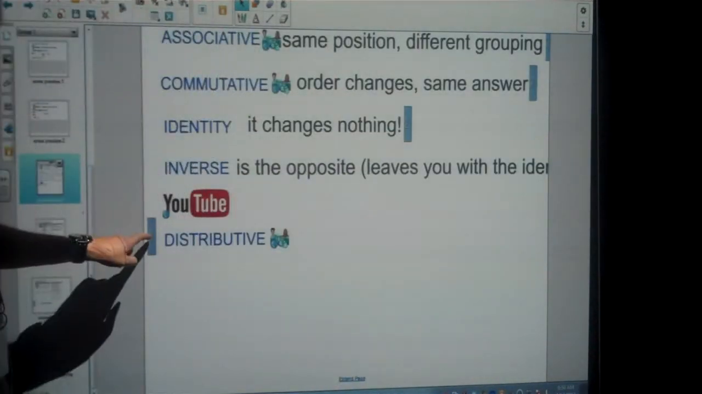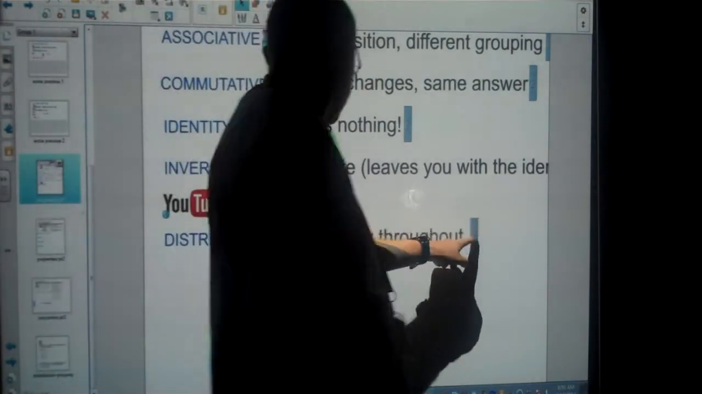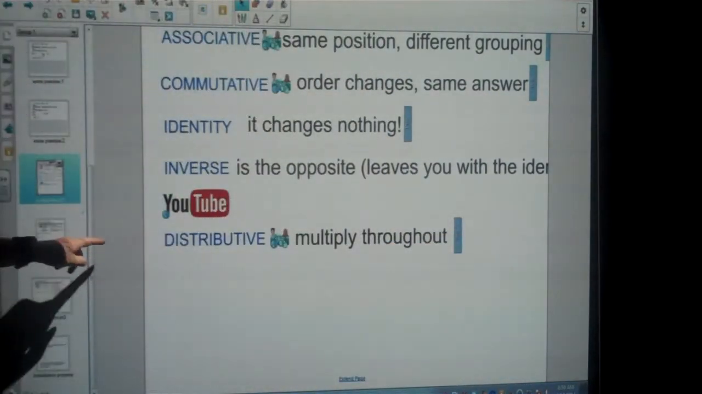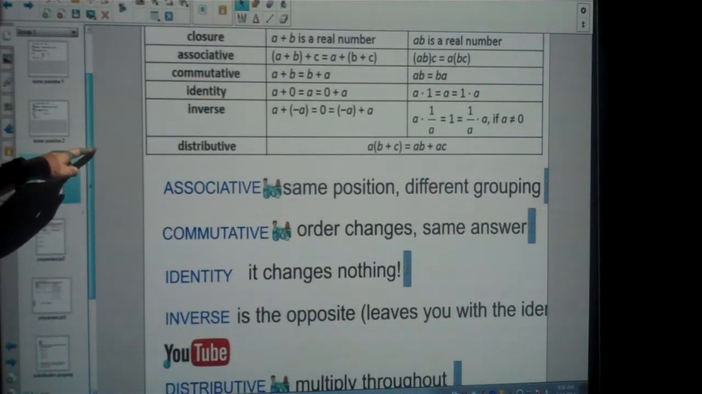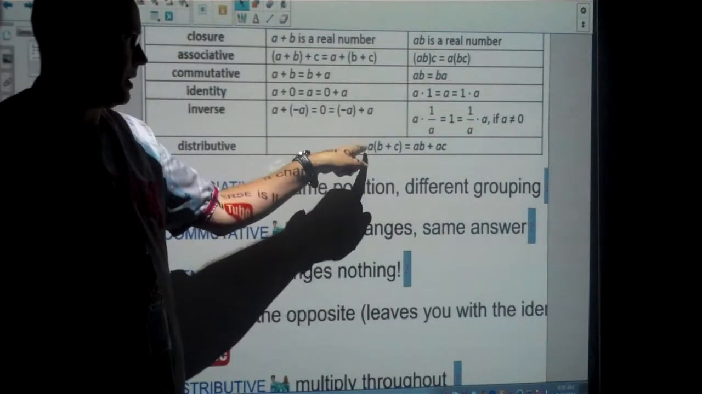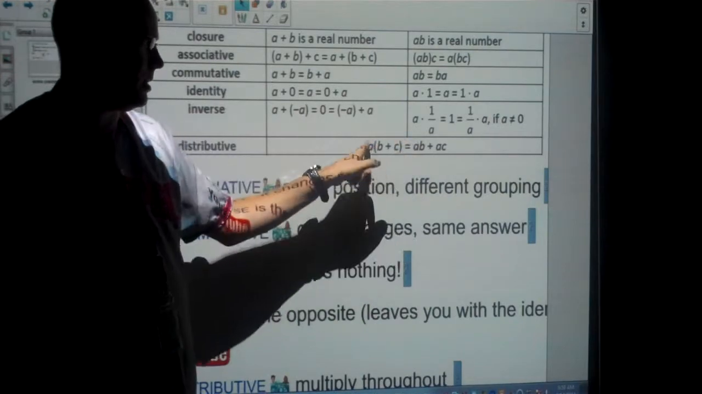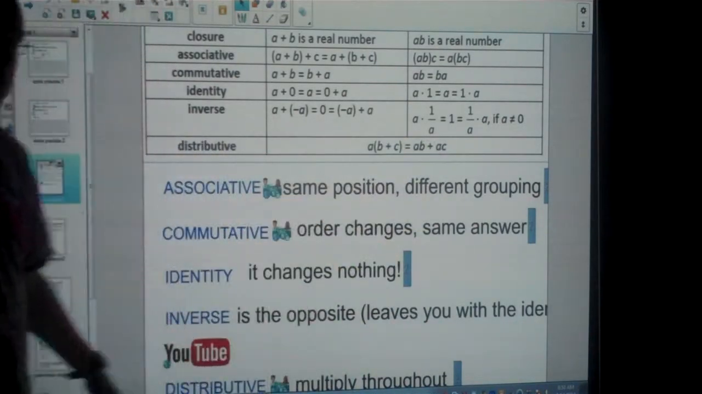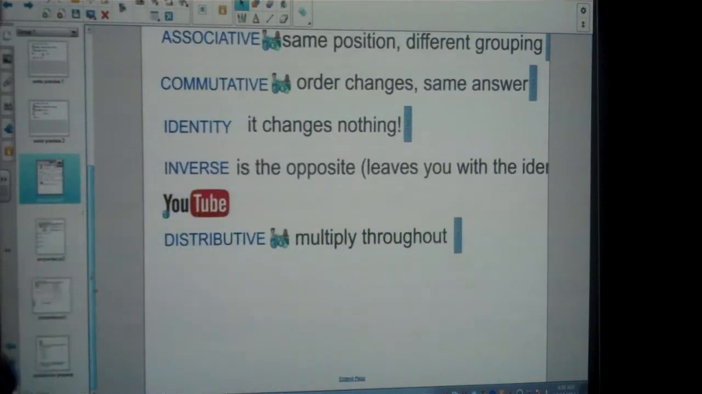Distributive was one we just talked about in the earlier section as well. That's when you multiply things out. The example for this one is like this. What you would say is a times b, which is just ab, and then a times c, which is ac. So it's just a simple multiplication.